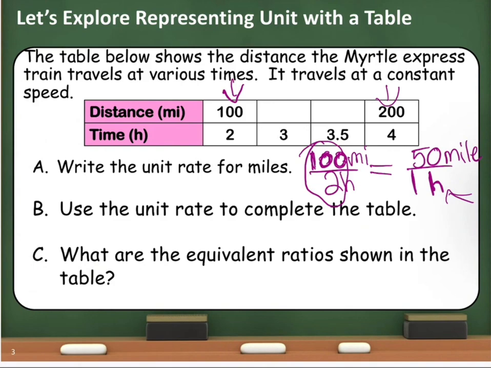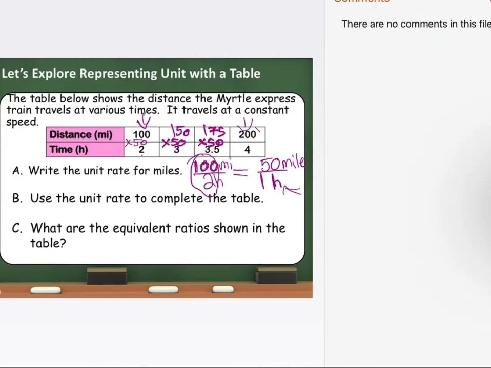Now, if we look at this table, we could take this 2 and multiply it times 50 to get 100. So that's going to be our rule for the table when we're working with rates. So 3 times 50 gives us 150. 3.5 times 50 gives us 175 miles, right? For 3 hours and a half. Okay, now for 4 hours, we have 200 miles. So we use the unit rate to complete the table.